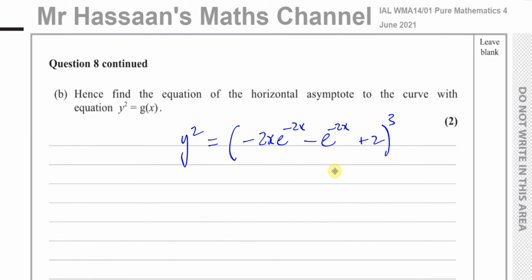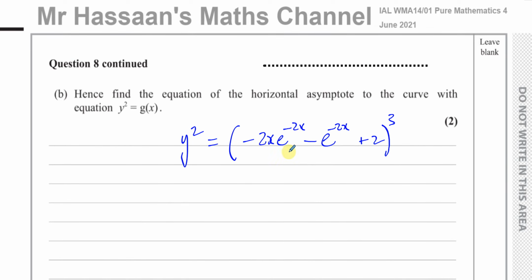Now for part B. Part B says, hence, meaning using what we just found, find the equation of the horizontal asymptote to the curve with the equation y squared equals g(x). A horizontal asymptote is like a line which is horizontal that the curve cannot touch.